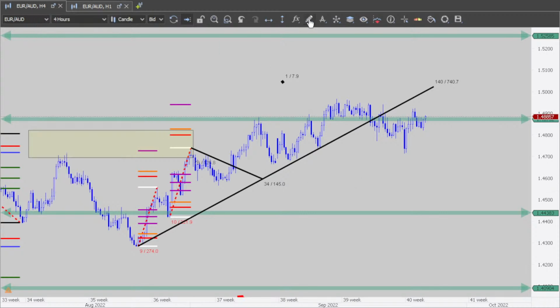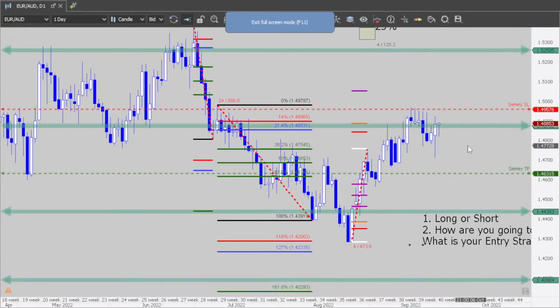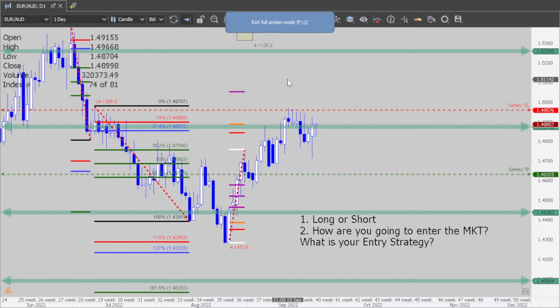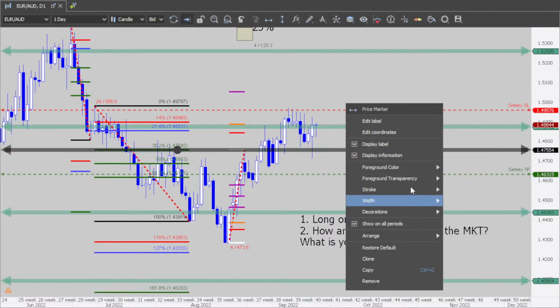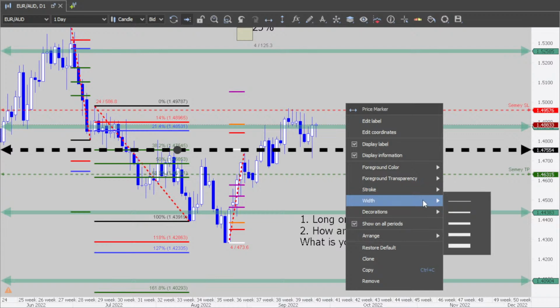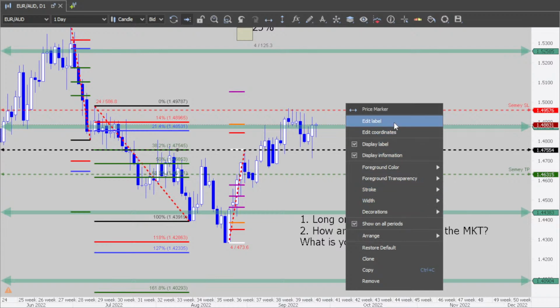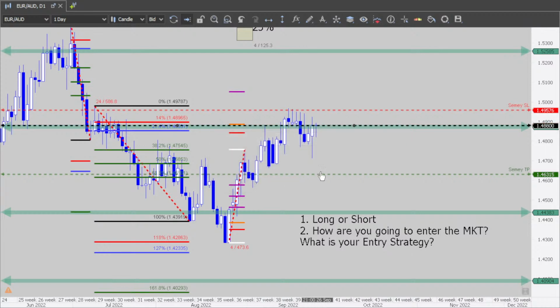And Simi's entry was at, let's go on the daily chart to have a better visual, everybody. Entry was at, so entry, let's color this in black, and like this, and like this, and like this, and entry was at 1.488.